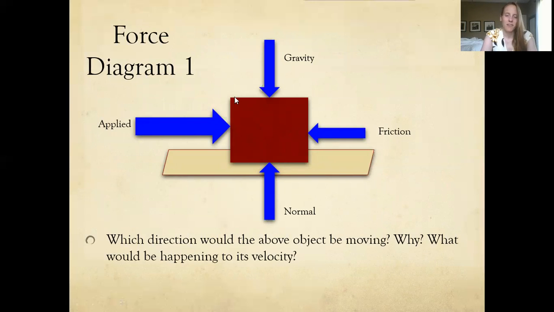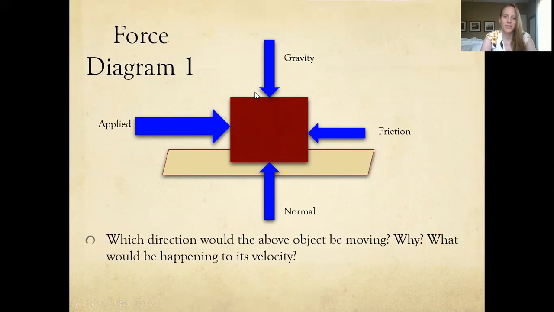So in this diagram here, we have a box or a square or whatever. It is sitting on something, maybe a table, maybe the floor. And because it is not sinking through the table or floor, that means there is a normal force that is pushing upwards from the bottom. Meanwhile, you have gravity pushing downwards from above.